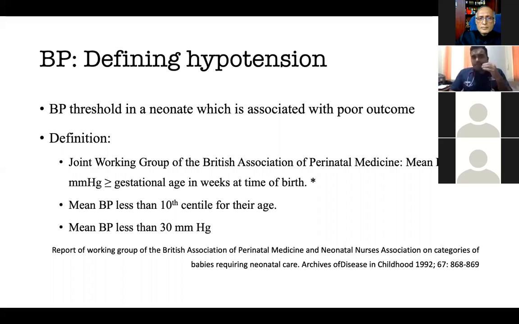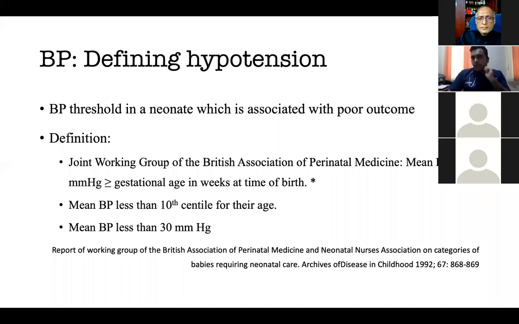The first one is the joint working group of the British Association of Perinatal Medicine definition, wherein the mean BP in millimeters of mercury is more than or equal to the gestational age in weeks at the time of birth. So at 27 weeks, the mean BP would be 27 mm mercury, 28 weeks, 28 mm mercury, 29 weeks, 29 mm mercury, and so on. A point to note is that this is valid in the initial 72 hours, not after 72 hours.